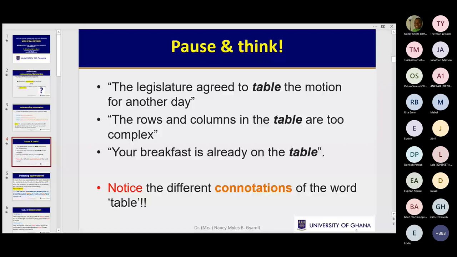Okay. Table means I will put it up for discussion, the first use of it. The legislature agreed to bring it up for discussion for another day. It's an issue that they will bring up later. That's how they are using the word table here. The second one says the rows and columns in the table, graph or Excel sheet, something like that. And the third one, the furniture table that you and I know.